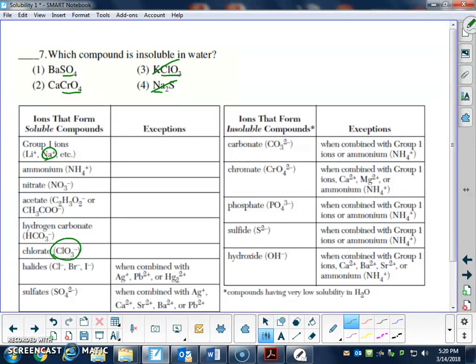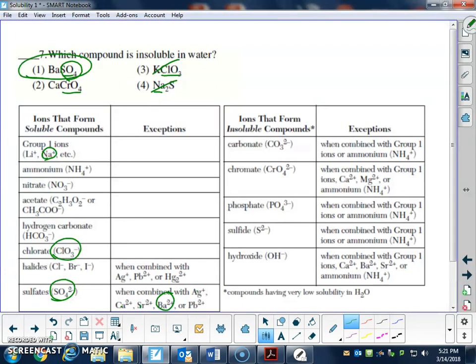Then we have sulfates, down here, sulfate. They are soluble except with silver. We don't have silver. Calcium, we don't have calcium. Strontium, we don't have strontium. But barium, it says barium compounds, they are insoluble. So we're looking for something that's insoluble. So there it is, right there. That one is the insoluble one.